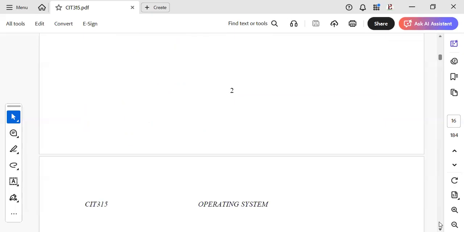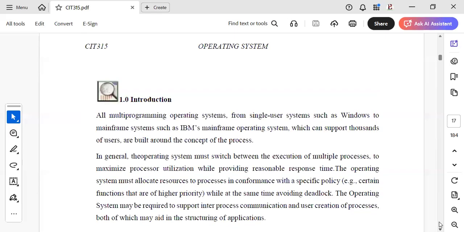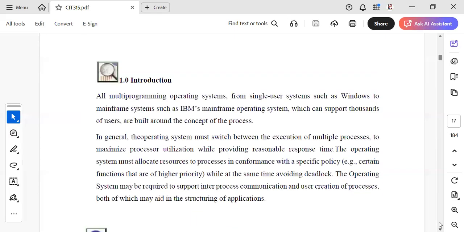Before now, you've just been hearing operating system. You might not know that there are quite a lot of things involved in the operating system. Now, as a form of introduction, all multi-programming operating systems, from single-user systems such as the Windows that you use in your house, on your laptop, on your desktop, to mainframe systems such as IBM's mainframe operating system, which can support thousands of users, are built around the concept of the process.